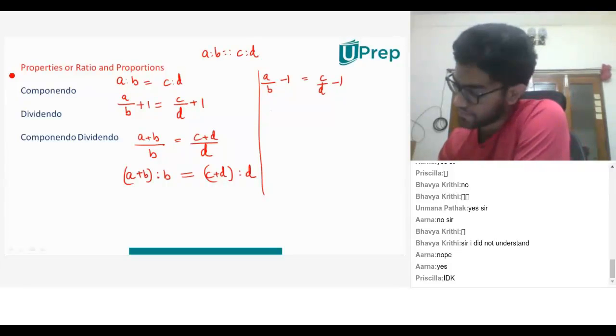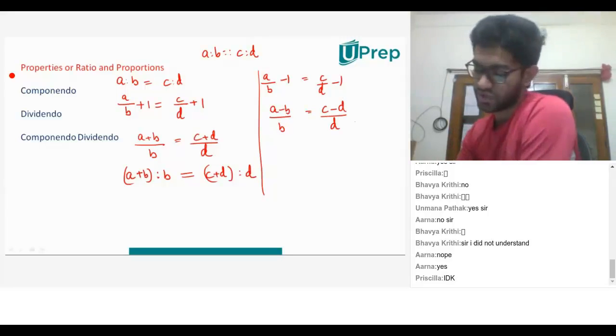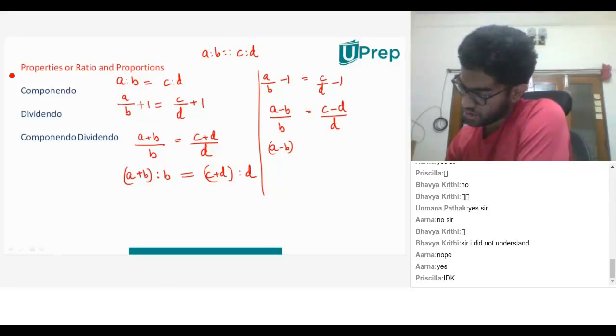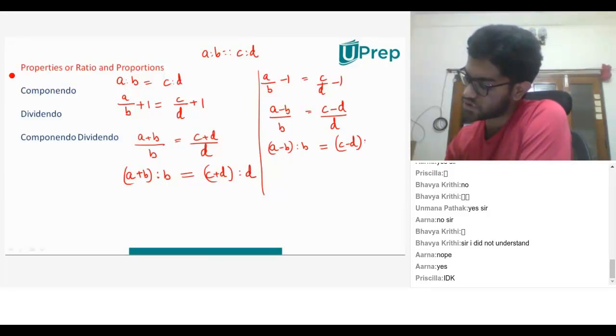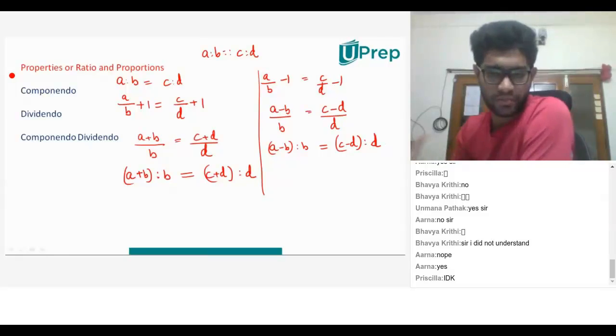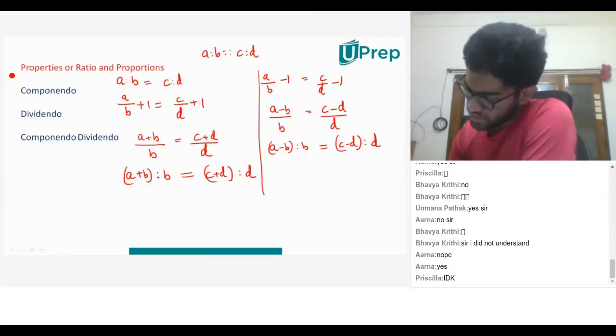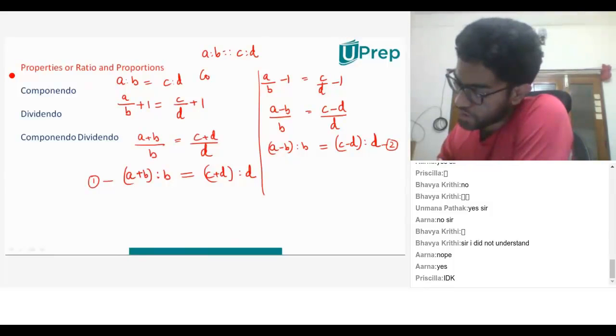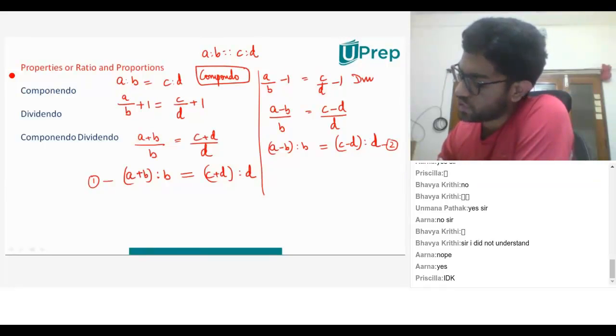Same process, LCM. A by B is equal to C minus D by D. Sorry, A minus B by B is equal to C minus D by D. How can I write this? A minus B is to B is equal to C minus D is to D. Same thing. That is just the sign that changed. Now say I call this equation 1 and I call this equation 2. This was componendo. This was dividendo.